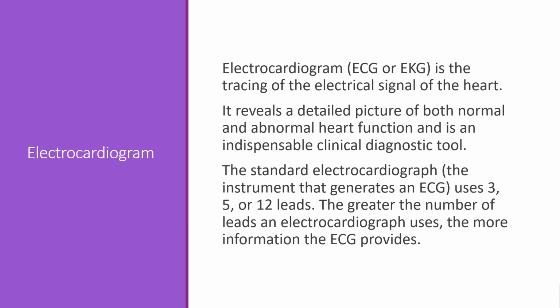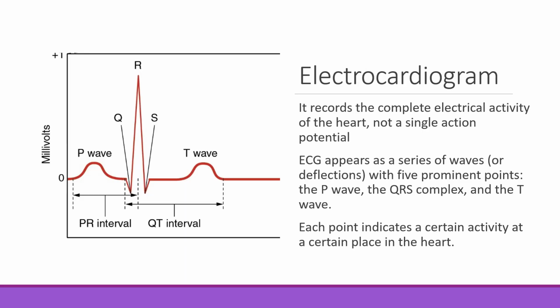The standard EKG, the electrocardiograph, which is the machine that generates the EKG, uses 3, 5, or 12 leads. The greater the number of leads it has, the more information it's going to provide. So here's what it looks like. It records the complete electrical activity of the heart, not a single action potential. So we're looking at all of the activity that's going on.